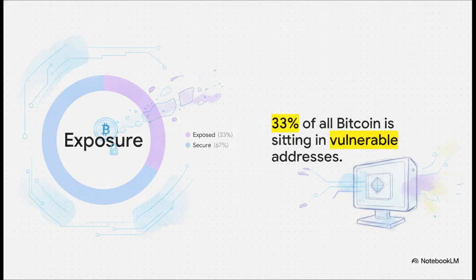This exposed supply accounts for roughly 33%, a full third of all the Bitcoin in existence. We are talking about hundreds of billions of dollars at risk here. If a bad actor with a quantum machine reverse engineers those exposed keys, they can just seize those coins.